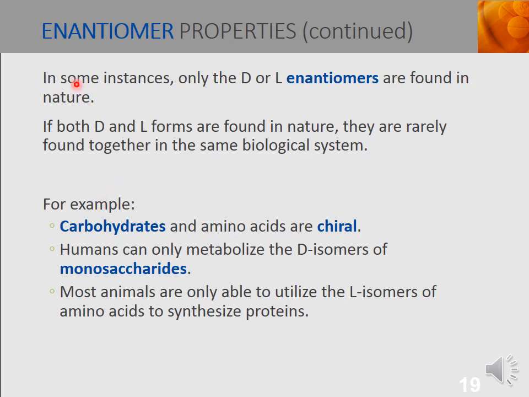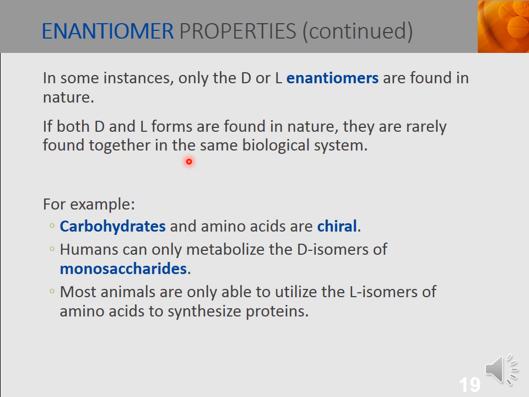In some instances, only the D or L enantiomer is found in nature. If both D and L forms are present in nature, they are rarely found together in the same biological system. It is a rule of thumb that in a biological system there is a possibility of the existence of only one form, the D form or the L form. Usually in nature the D form is present because the L form cannot be metabolized in the body.